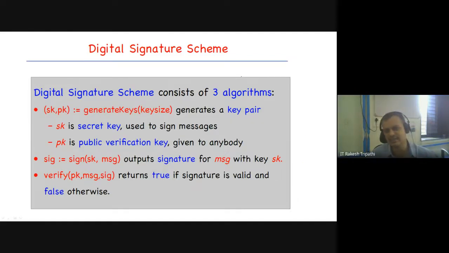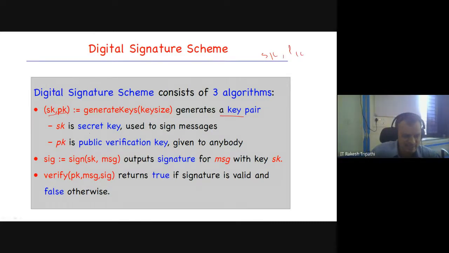So digital signature consists of 3 algorithms. I'm a bit fast because I know that you know this cryptographic primitive. Just for the sake of completeness, I'm supposed to do this, then only you'll be able to appreciate the blockchain concept. So digital signature basically consists of 3 algorithms. First one is SK and the second one is PK. So these two, you generate a pair of keys. I've told you it is based on public key cryptography, SK and PK.